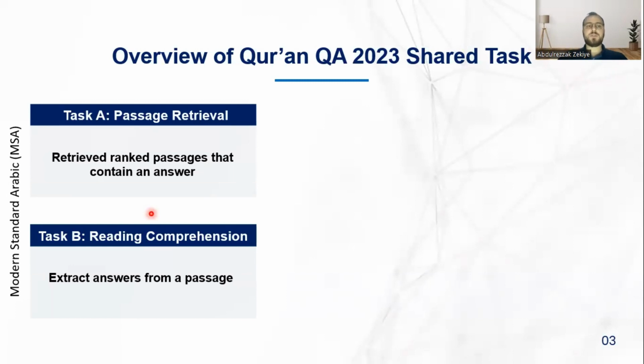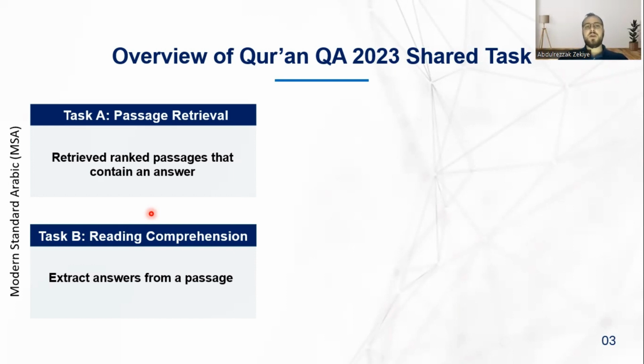Task A, passage retrieval. We have a question in modern standard Arabic, and for that question, we'd like to retrieve up to 10 passages out of the Quranic passages that we have. And the rank matters in this task. Also, we have some cases that we might have no answer at all, so we have to specify such cases.